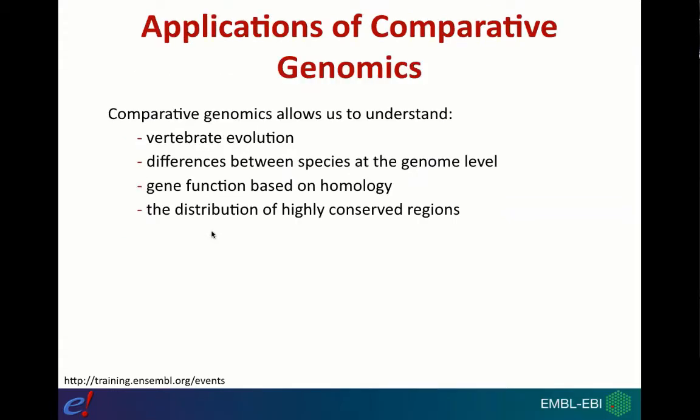So comparative genomics is a really useful tool to help us understand, at least in the context of Ensembl, vertebrate evolution. Obviously, when we're looking at the Ensembl genome species that also have comparative genomics data available, we can think about the evolution of non-vertebrate species as well. So what we can really do is look at the differences at the genome and gene level between species, and we can do some really nice things by predicting gene function based on homologous relationships. And we can look at the distribution of highly conserved regions as well to infer function and importance of specific regions, perhaps.